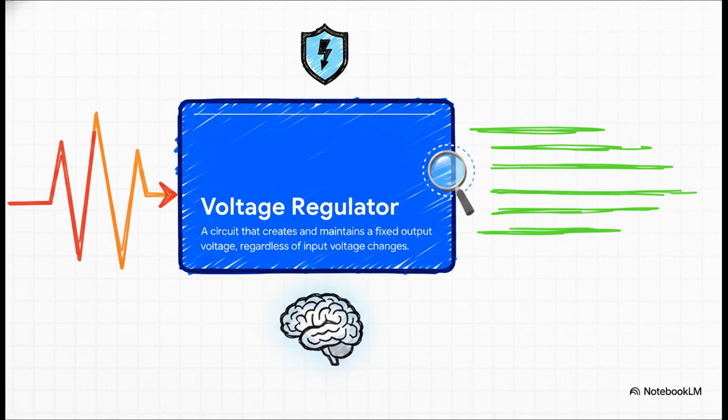Next up is the voltage regulator. Now, this component is like a personal bodyguard for the most important parts of your device. See, power from a battery can sometimes spike or dip, but the sensitive stuff, like the circuit's brain, needs a super stable, predictable amount of voltage. The regulator's job is to stand guard and make sure that no matter what's happening at the source, the output is always perfectly steady. It's a non-negotiable safety feature.